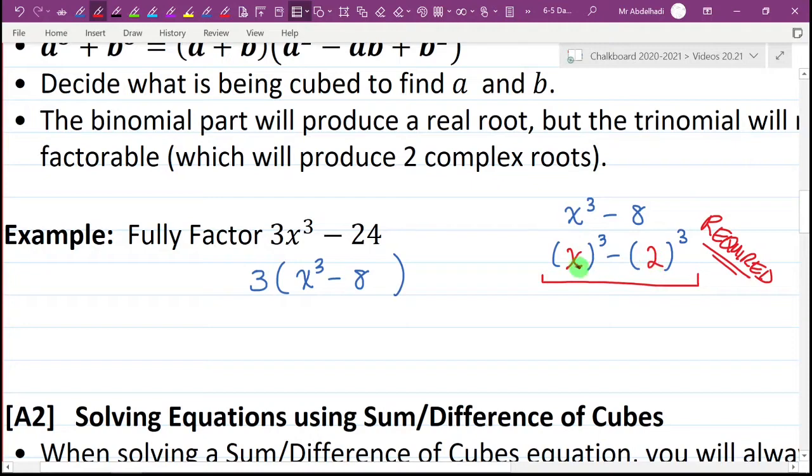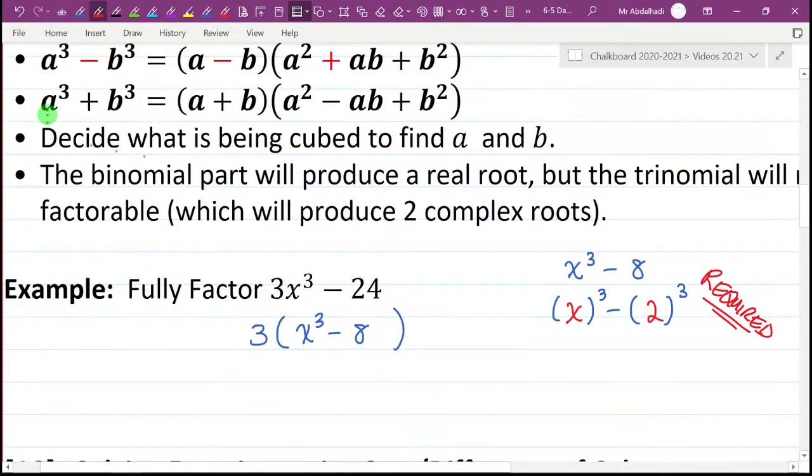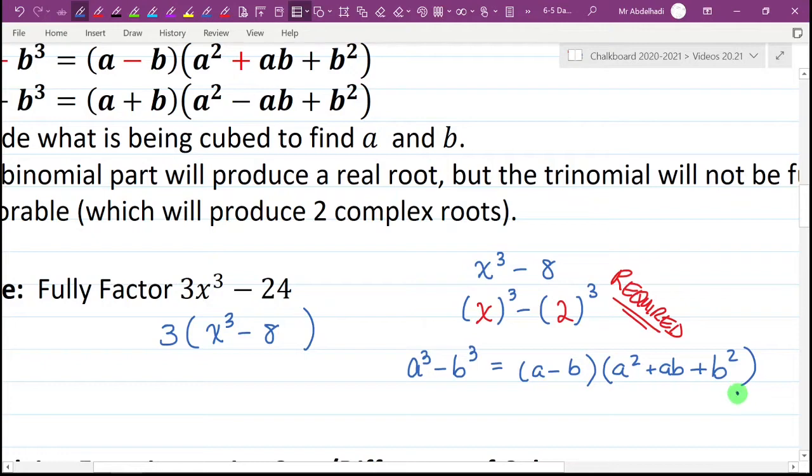Now, from here, you can tell what your A is and what your B is. Your first thing here, this is your A, something cubed, A cubed, minus, so this is a difference, not a sum, and this is your B cubed. So here's the formula. The formula is this right here. This is the formula for the difference. There's a slightly different formula for the sum, but we're not going to worry about that right now.